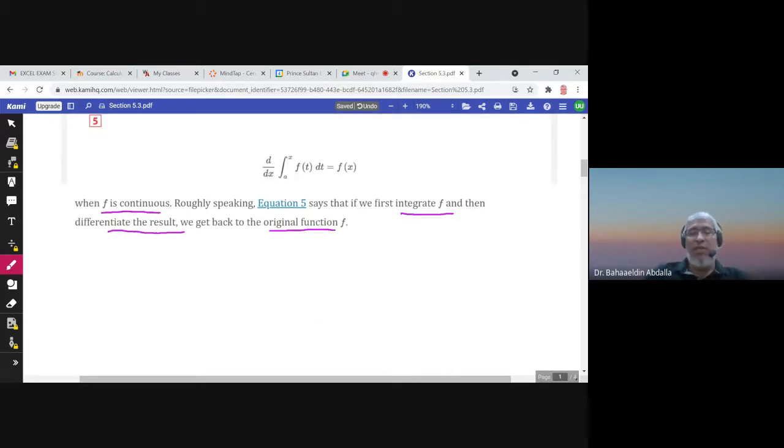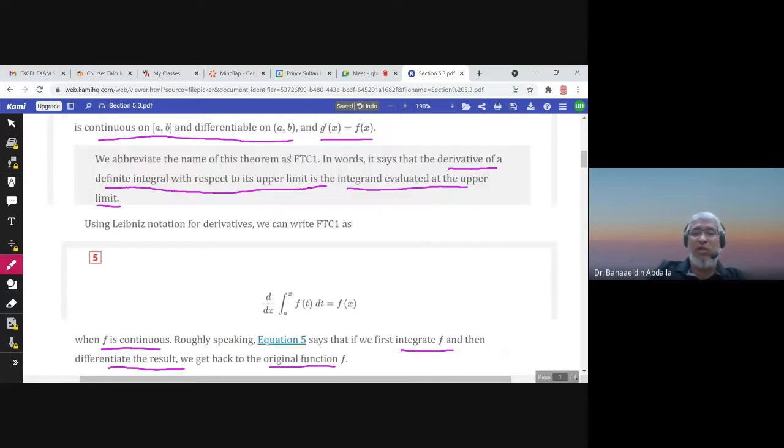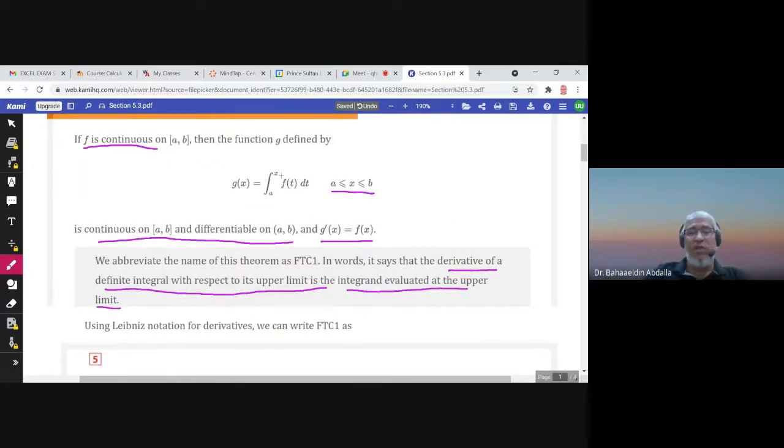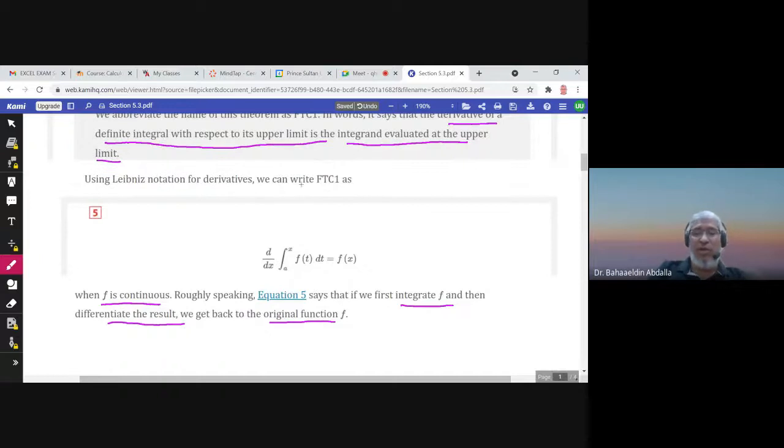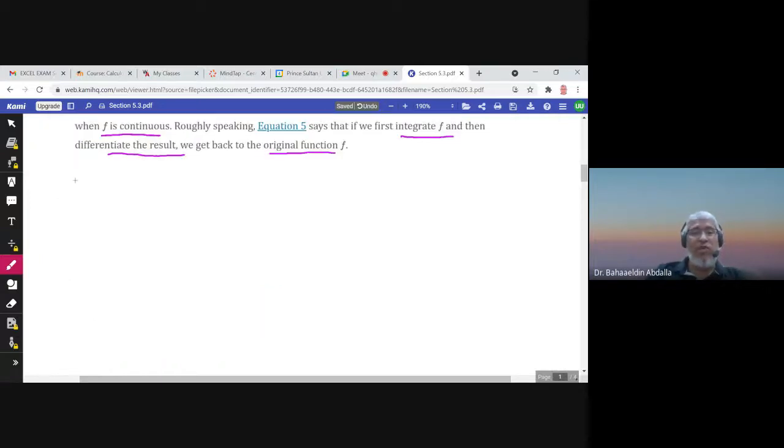To illustrate the meaning of this function, maybe this function doesn't look easy, so I will give one example. Let us talk about the function f of t equals 2t plus 1. And let us find the integral of f of t dt from 1 to 3, for example.